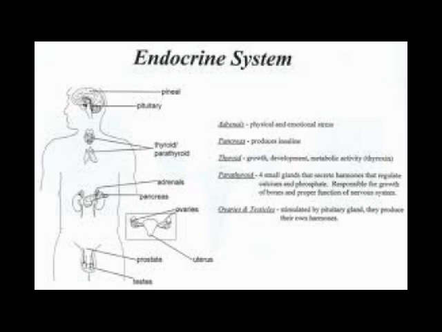If I asked you guys which gland secretes TSH, adrenocorticotropic hormone, and growth hormone, which is it? Anterior pituitary gland. That's good.